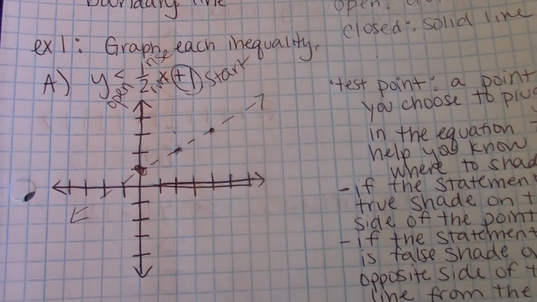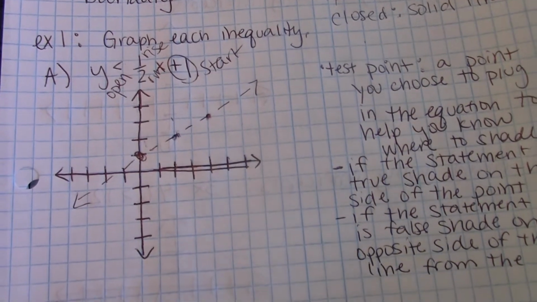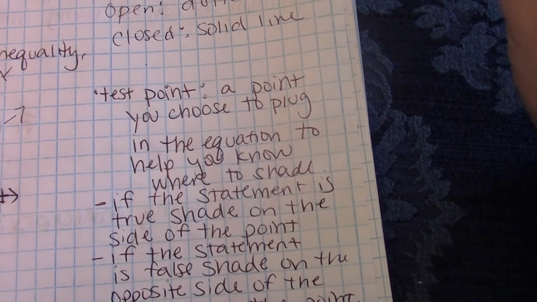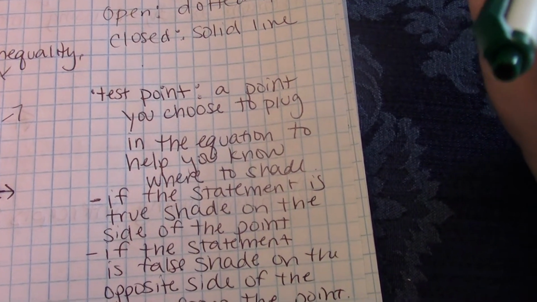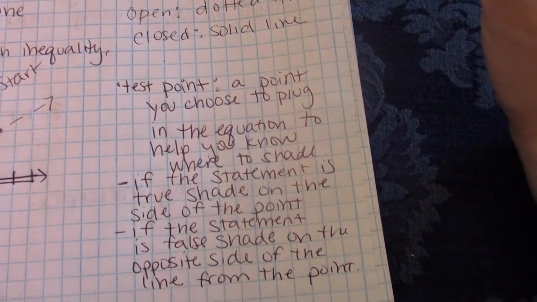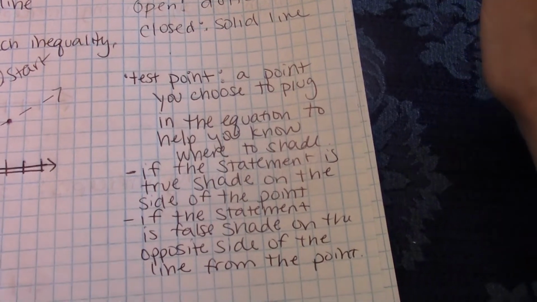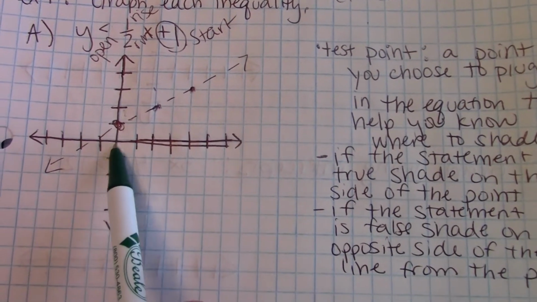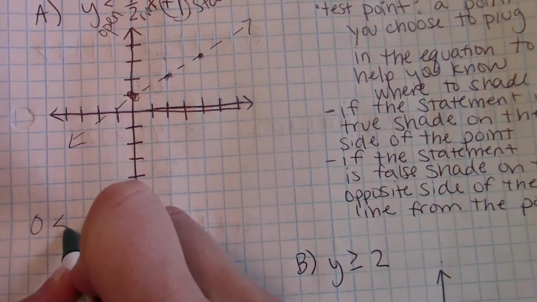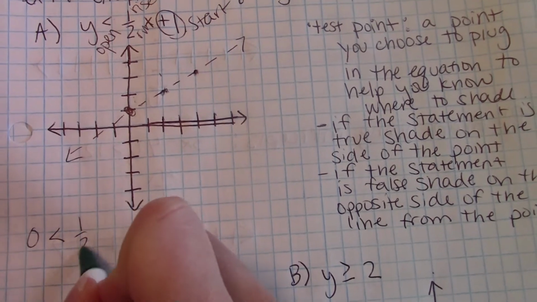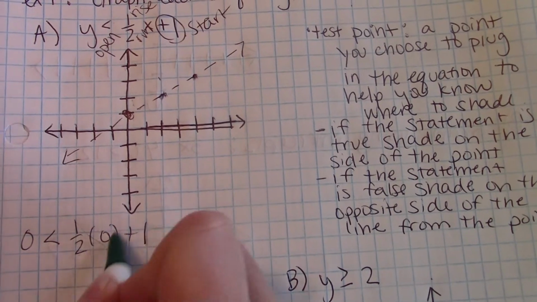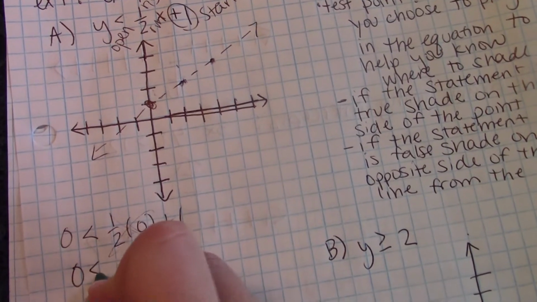Okay, not only are the lines different, you are going to shade. So we have something called a test point. A test point is a point that you choose to plug into the equation to help you know where to shade. You're going to choose any point as long as it is not on the line. So, the easiest point ever to plug in is 0, 0. 0, 0 is not on my line, so I'm going to plug it in. So I'm going to take 0 is less than or equal to 1/2 times 0 plus 1. 1/2 times 0 is 0. This goes away. So 0 is less than 1.